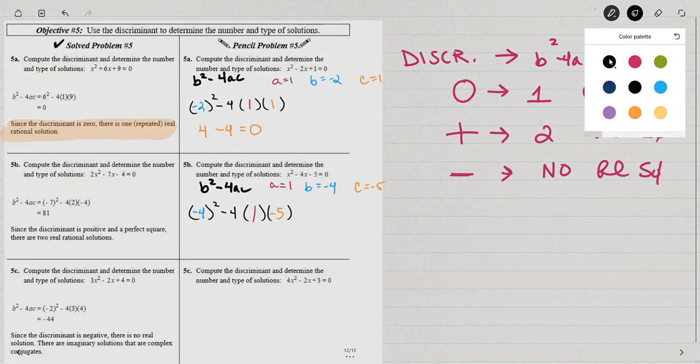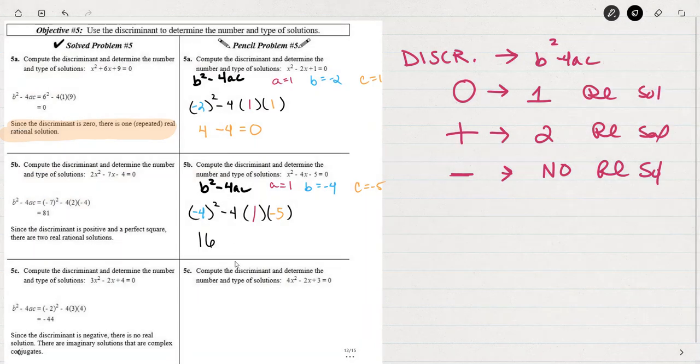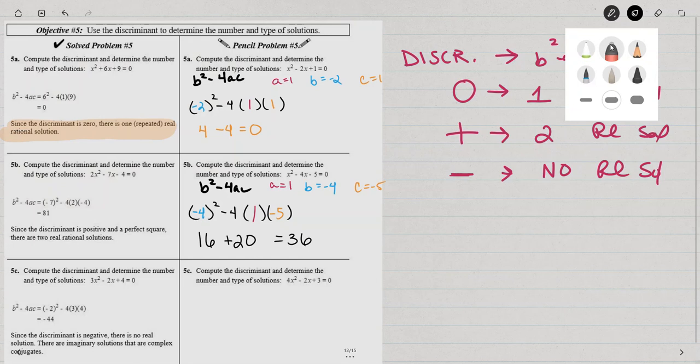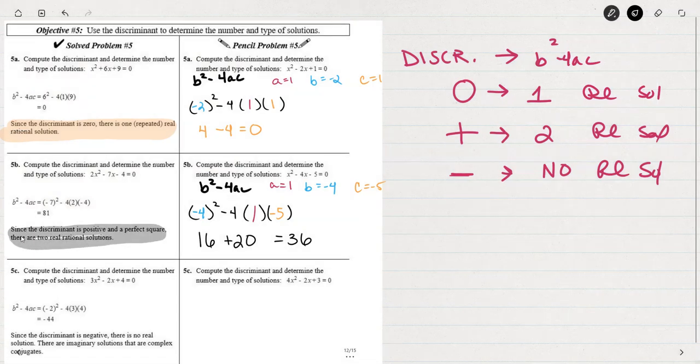When I multiply those, negative 4 squared is 16. Negative 4 times 1 times negative 5 is positive 20. So we get a 36. That's positive. So because the discriminant is positive, I know that there are 2 real rational solutions. Because it's positive and because it's a perfect square, even better, I know that both of those solutions are rational. We get 2 rational.